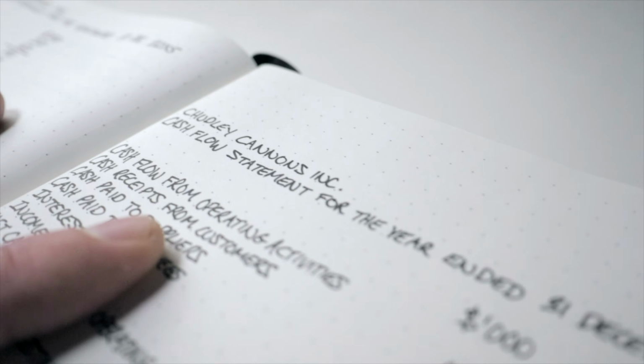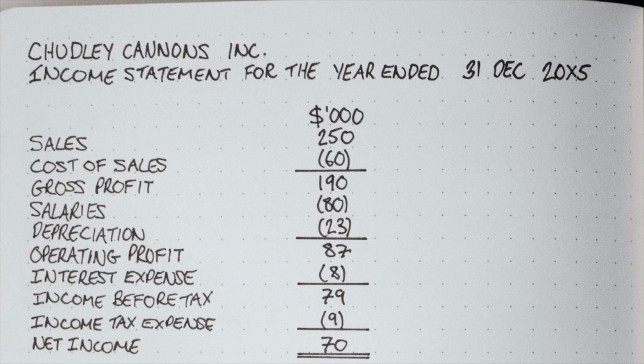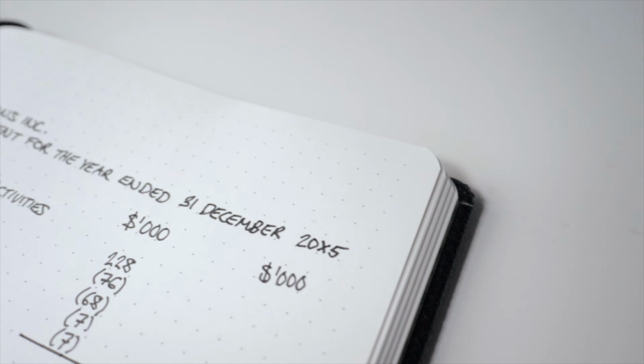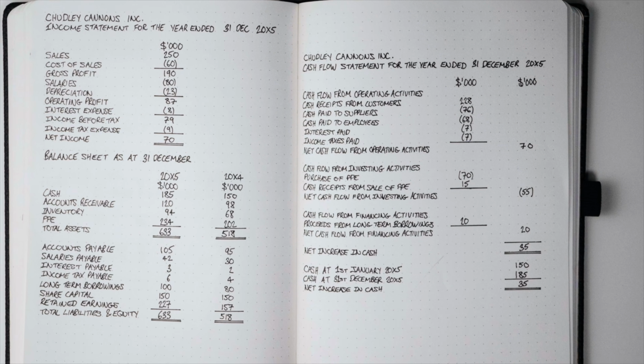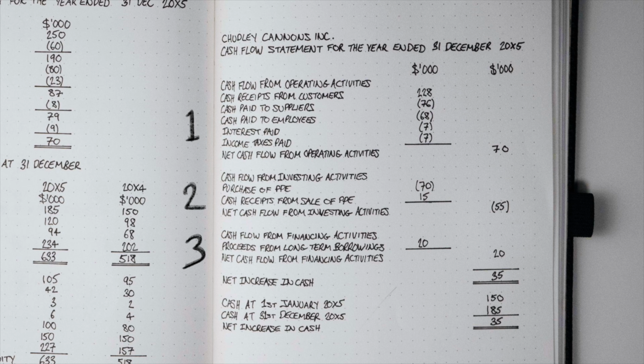So here we have the cash flow statement for the Chudley Cannons, and the plan is we're going to recalculate all of these numbers directly from the income statement and balance sheet for the same period, the 31st of December. We will start at the top with cash flow from operating activities and work our way down through all 3 sections to cash flow from financing activities.